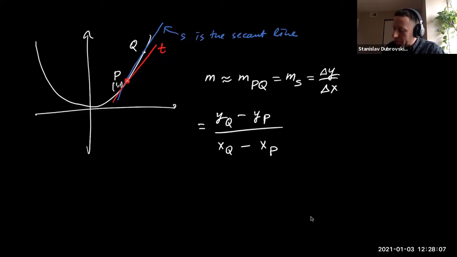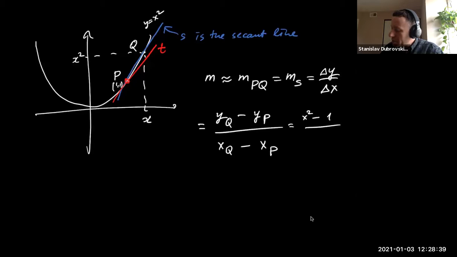What are the coordinates of Q? Well, let's say that the X coordinate is just X. Then what would be the Y coordinate? Pause the video and tell me. Do you know what it is? Clearly that will be X squared. Why is that? Because it's on the parabola Y equals X squared. So then we can continue by writing in all the coordinates. Y of Q is X squared, Y of P is just 1, X of Q is X, and the X coordinate of P is just 1.